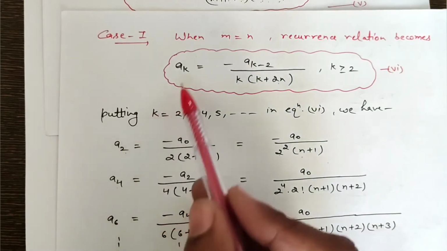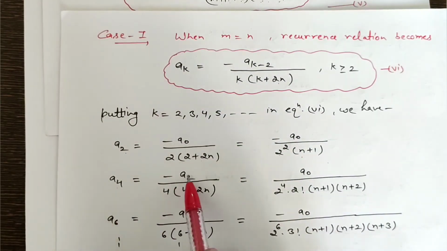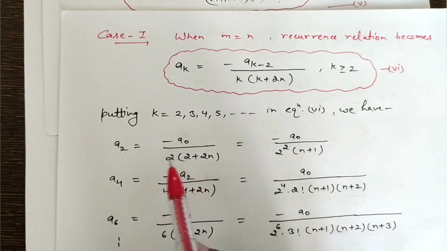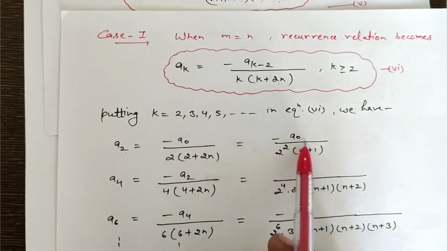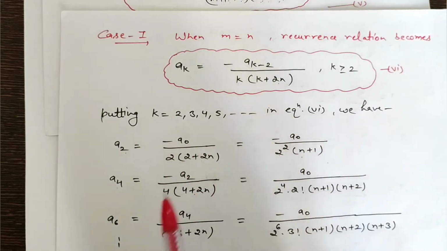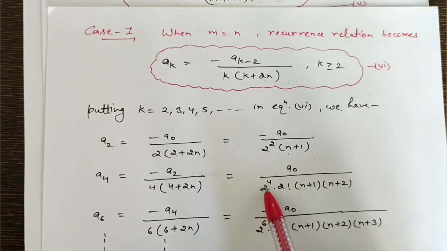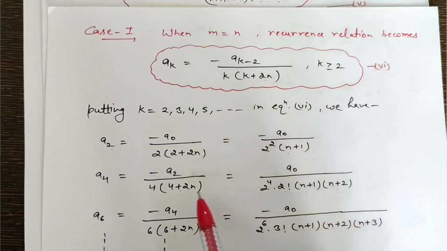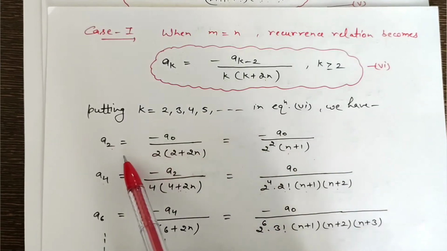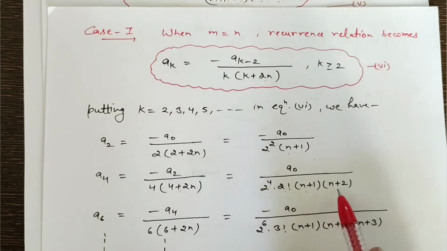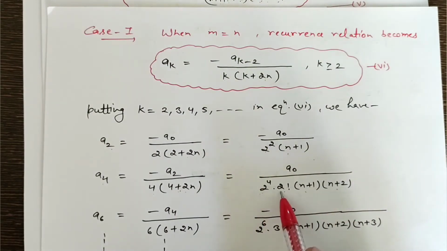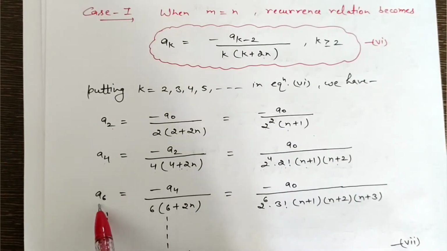After putting k equals to 4 in this recurrence relation, it will be minus of a2 divided by 4 into 4 plus 2n, and again this a4 can be written in terms of a naught, because a2 is already known in terms of a naught. So a4 can be known in terms of a naught as a naught over 2 raised to power 4 into 2 factorial n plus 1 n plus 2. We can take the 2 common from there, so it will be n plus 2, and n plus 1 is already there from a2, so it will contain both terms n plus 1 n plus 2, 2 raised to power 4 into 2 factorial.